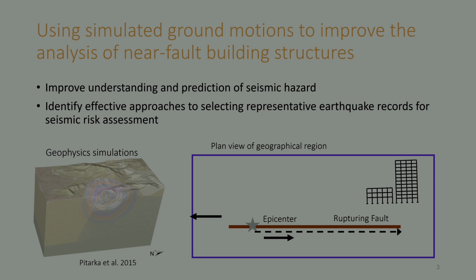Really, my role, I like to think, is if you're looking from the earth science on the left all the way to the engineering at the right end, I'm in the middle, leaning more toward the engineering. So I try to use these ground motions to think of applications in engineering analysis that can benefit from them. They fall into two categories that are not too different from what people talked about before: improving our understanding and our ability to predict seismic hazard, and identifying effective approaches to select representative earthquake records for seismic risk assessment and for particular engineering analysis applications.